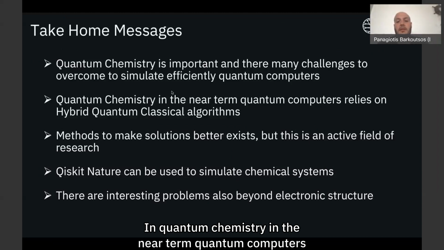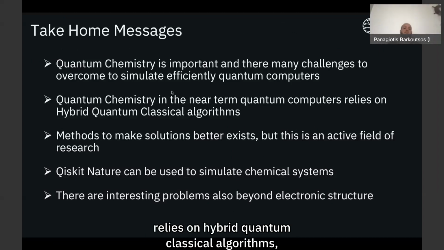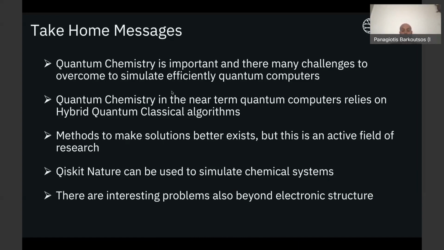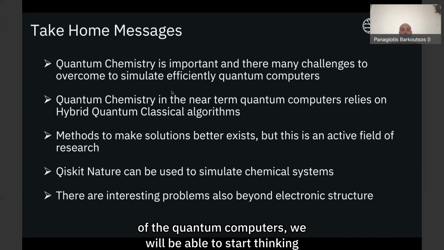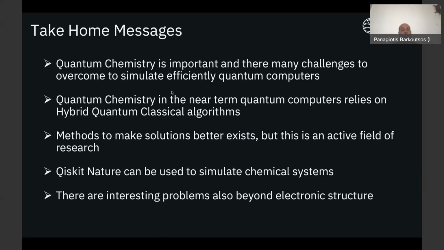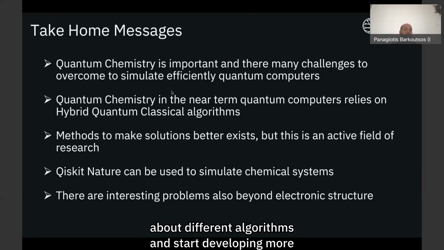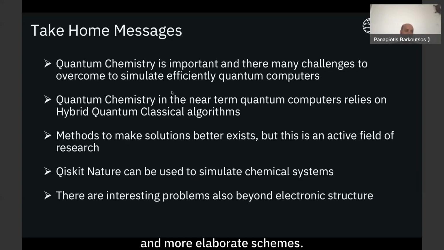And quantum chemistry in the near-term quantum computers relies on hybrid quantum classical algorithms and can really tell us that the full quantum chemistry simulations are going to be hybrid in the near term, and as we move with the progress of the quantum computers, we will be able to start thinking about different algorithms and start developing more and more elaborate schemes.